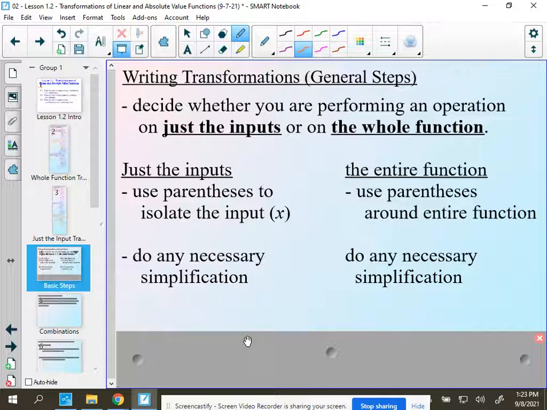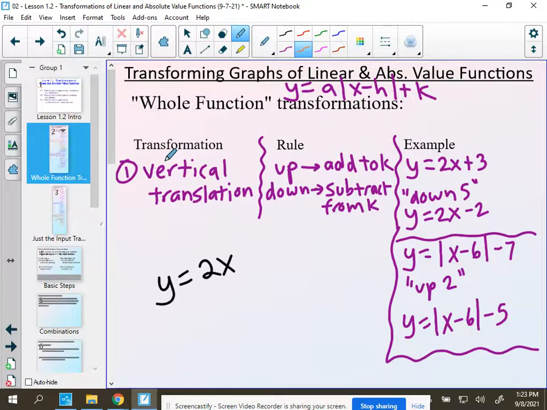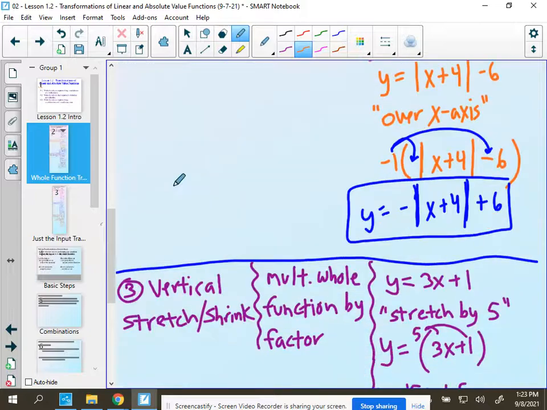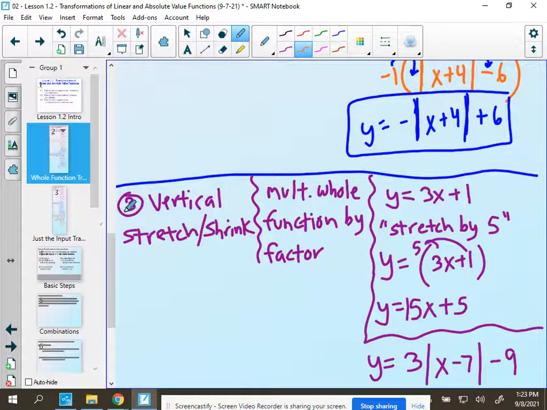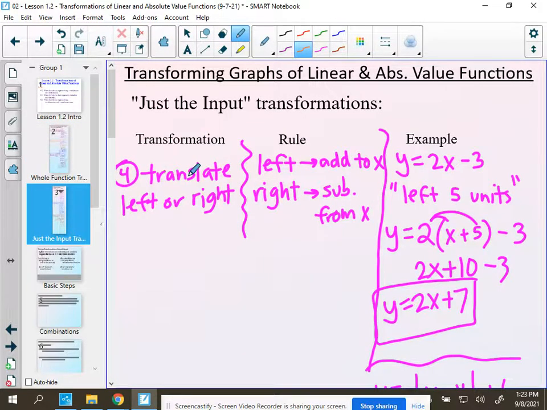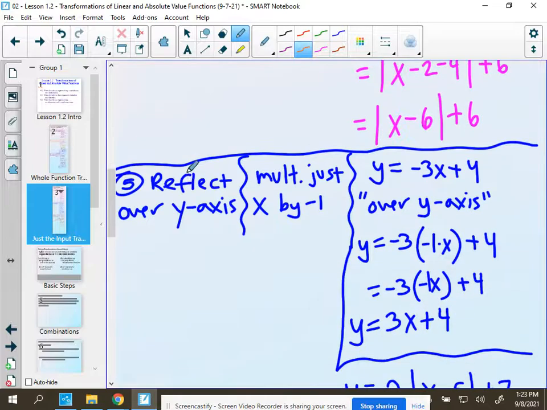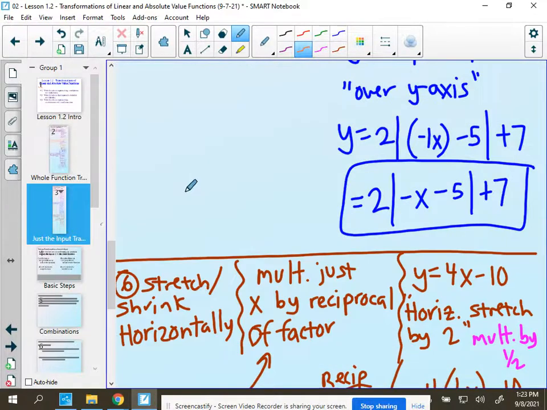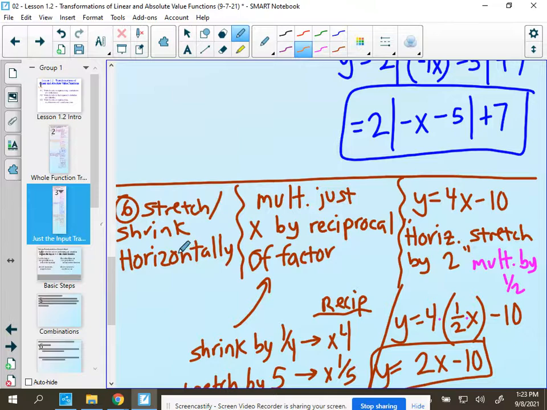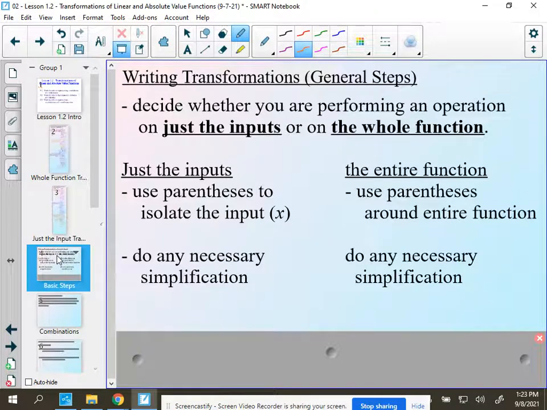it's basically, for any of these problems, we got to decide, is it just the inputs or is it a whole function one? So that just comes down to knowing which ones are the whole function: vertical translation, reflection over the x-axis, vertical stretch or shrink. Or is it just the input one? Left to right, reflect over the y-axis, stretch or shrink horizontally. Okay, so that just comes down to knowing those ones.